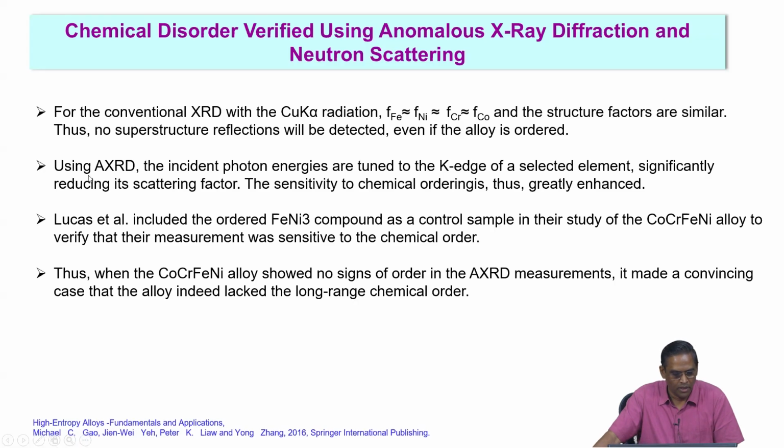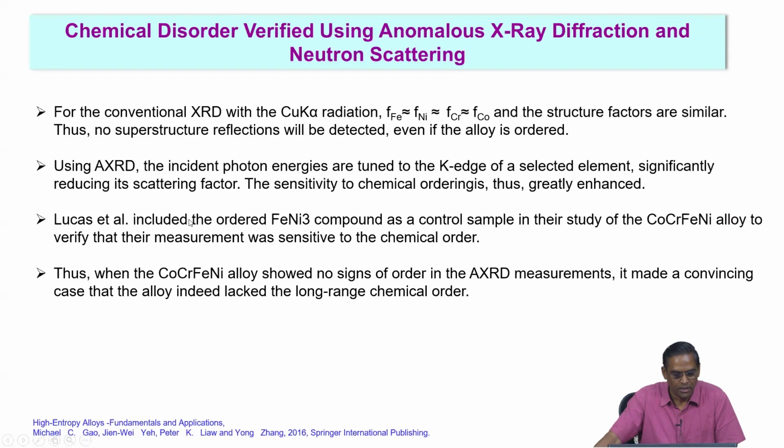So, what is involved in anomalous XRD? In using anomalous XRD, the incident photon energies are tuned to the K edge of the selected element. So, this is the trick, significantly reducing its scattering factor. Then the sensitivity to chemical ordering is thus greatly enhanced.